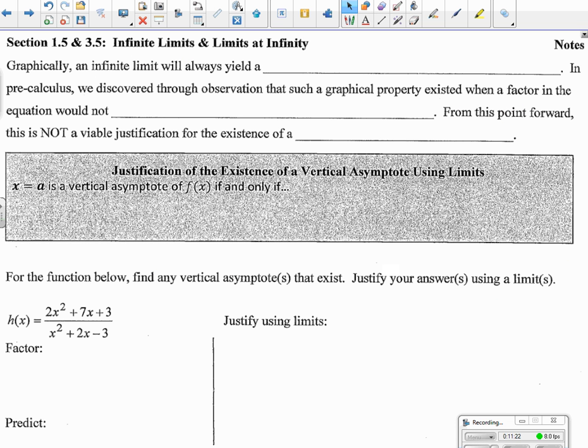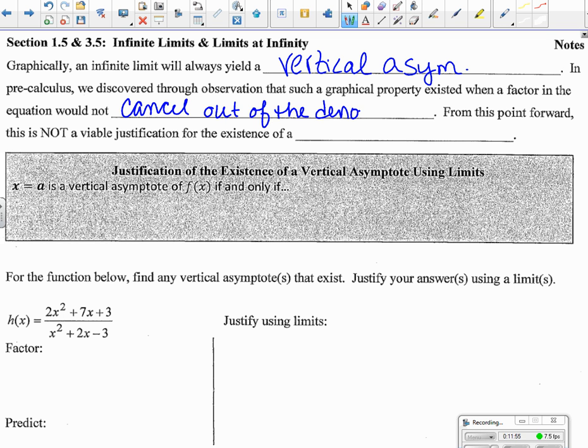All right, on the back side, it says graphically, an infinite limit will always yield a vertical asymptote. So just helpful to remember. In pre-calculus, we discovered through observations that such a graphical property existed when a factor in the equation would not cancel out of the denominator. So if I end up with one of those factors that I just can't cancel away, you learned last year that that is going to lead you to a vertical asymptote.